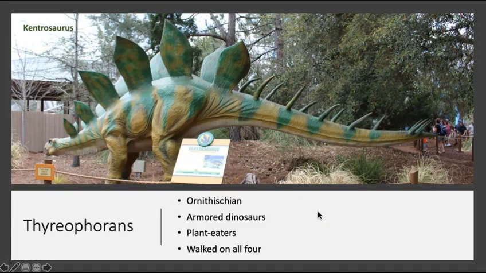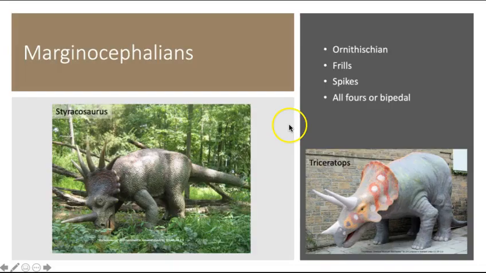Thyreophorans were ornithischians that evolved armor and spikes for defense. They were herbivores and walked about on all 4 limbs. Marginocephalians were a group of ornithischian herbivores with frills surrounding their heads and spikes protruding from their brows or frills. Most walked on all 4s, but some were bipedal.